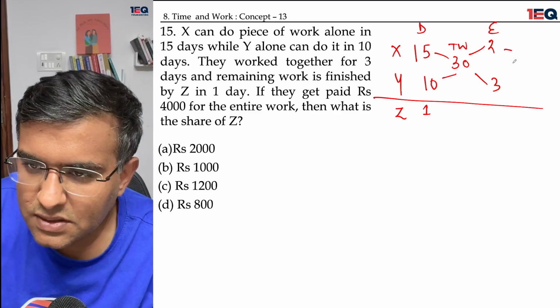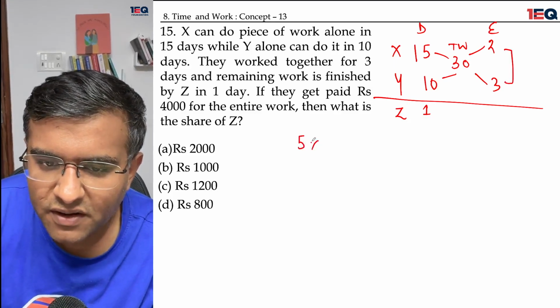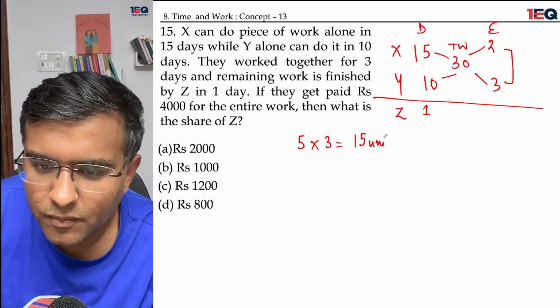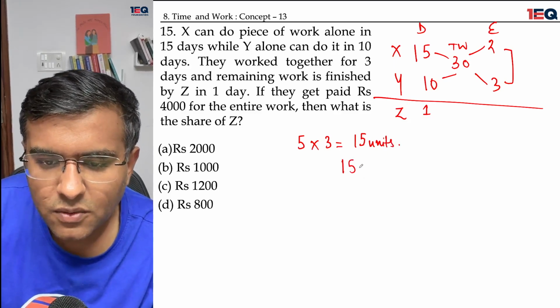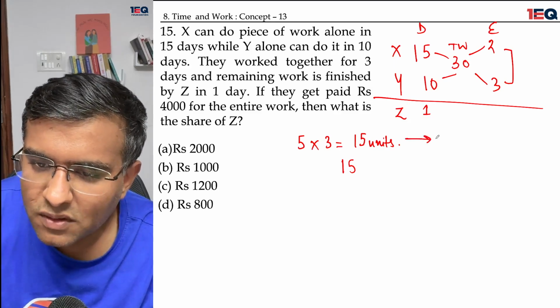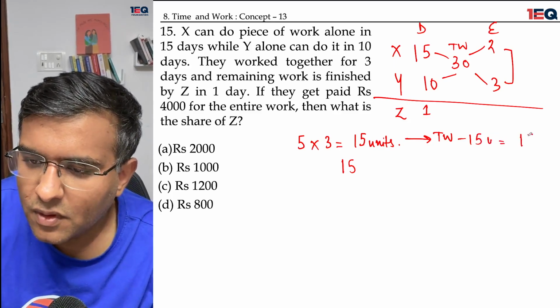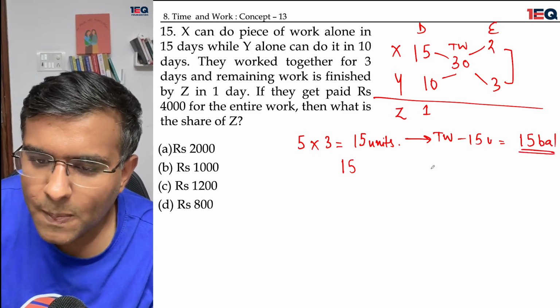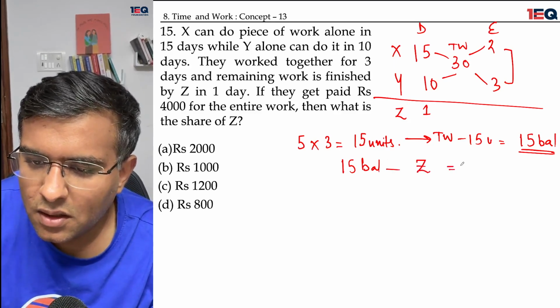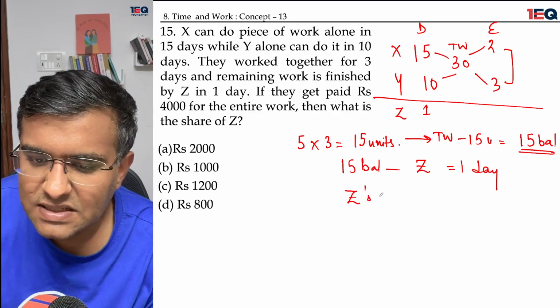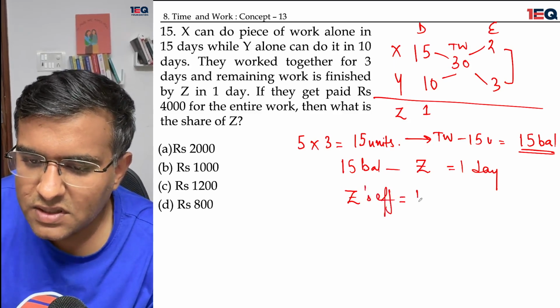X and Y worked for 3 days. They were contributing 5 and they worked for 3 days. That means they gave 15 units of work. Total work minus 15 units gives me 15 balance. So the 15 balance was done by Z in 1 day. This means Z's efficiency is 15 units per day.